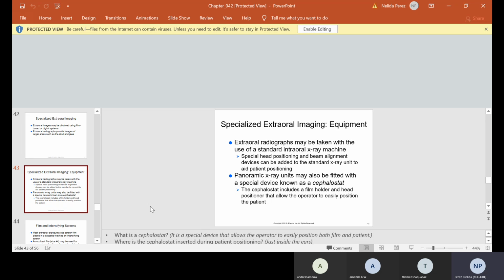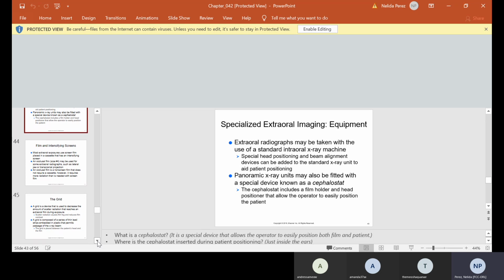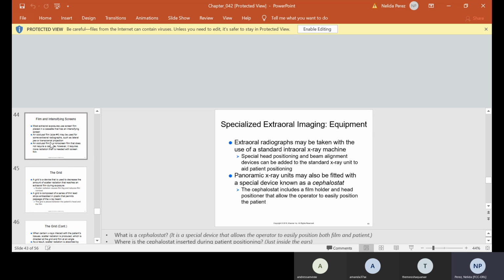Panoramic X-ray units may also be fitted with a special device known as a cephalostat. We call it Ceph for short, okay? It includes a film holder and head positioner that allow the operator to easily position the patient. Usually a Ceph is used a lot by an orthodontist, okay? Ortho is braces, and we had that in our last class, braces.